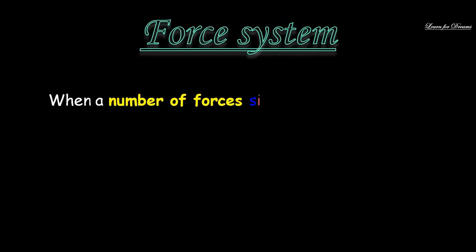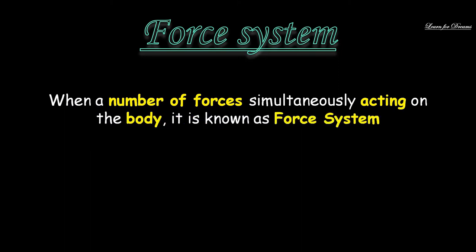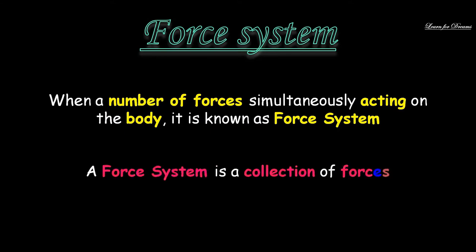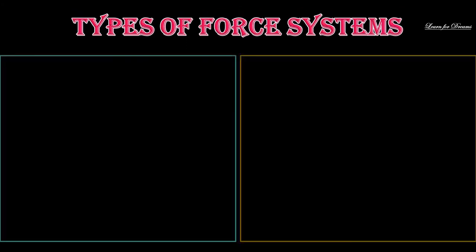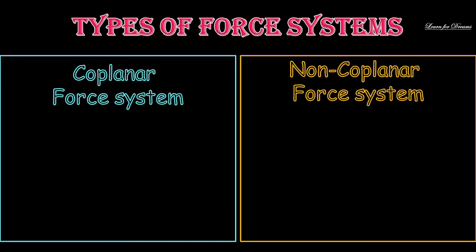Now let's see what is force system. When a number of forces simultaneously act on a body, it is known as force system. In other words, we can say that a force system is a collection of forces acting at a specified location. Moving forward to the types of force systems. Let's see the first two, that is coplanar force system and non-coplanar force system.